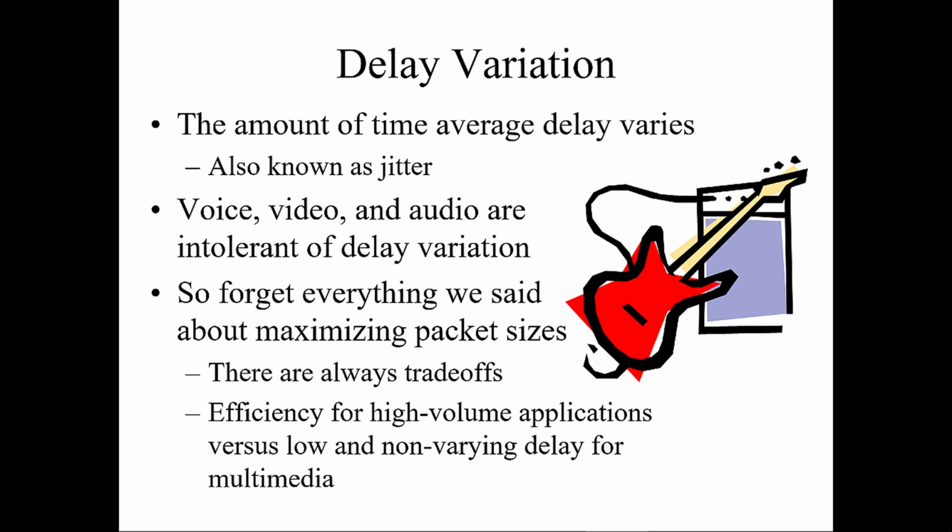Delay variation. This is the amount of time delay varied. This could also be known as jitter. This is important when we talk about things like voice, video, audio, because all of these are intolerant to delay. They all have a real-time component. And that's the issue. So forget everything we've said about maximizing packet size, because at this point, our delay is an issue.